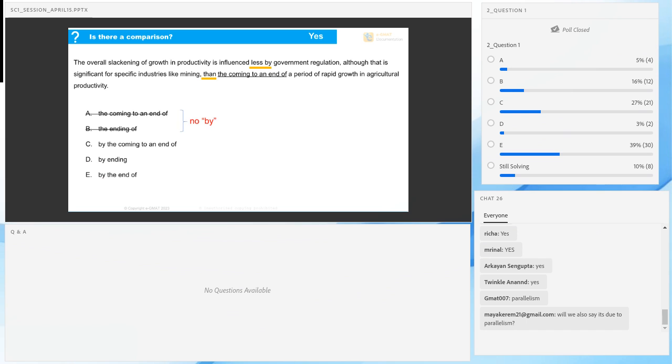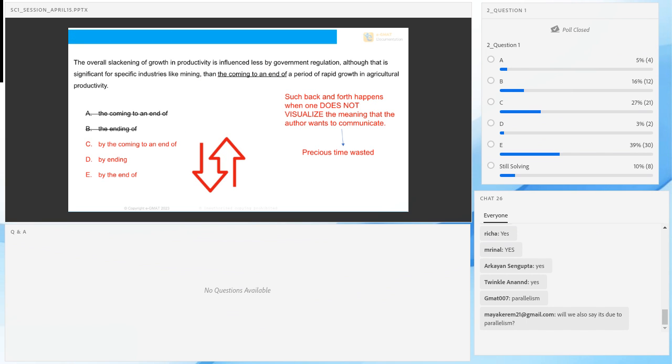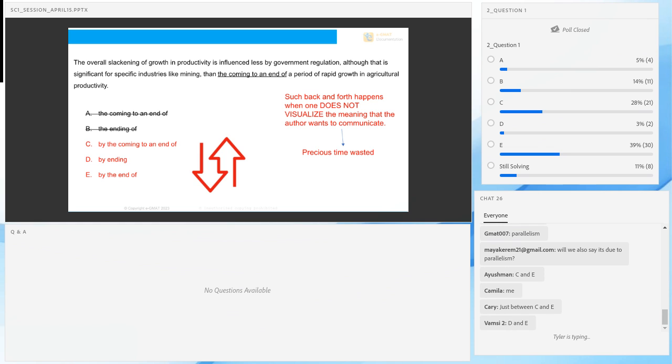Next, let's come to our next thing over here. How many of you were confused between choices C, D, and E? A lot of back and forth, which one is correct? Choice C is weird, by the coming to an end. That's a very weird choice. By ending, that seems interesting. By the end of, that seems very precise, so E should be the correct answer. How many of you went through that kind of thought process? C and E, absolutely. Just between C and E.